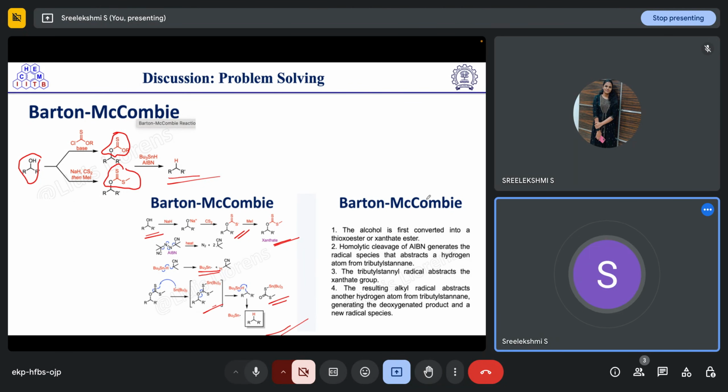So in the first step, the alcohol is converted into the corresponding thiocarbonyl ester or xanthate ester. Then homolytic cleavage of AIBN will generate the radical species that abstracts the hydrogen atom from tributylstannane. Then the tributylstannyl radical abstracts the xanthate group, and the resulting alkyl radical abstracts another hydrogen from the tributylstannane, generating the deoxygenated product and a new radical species. So the reaction will be continued.